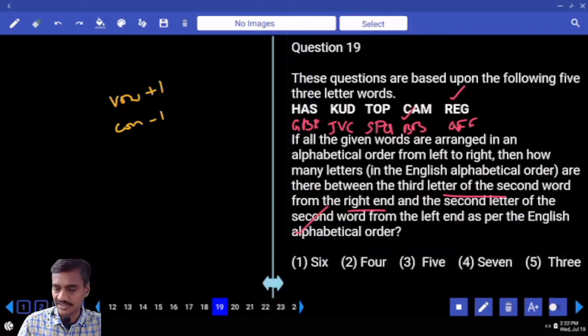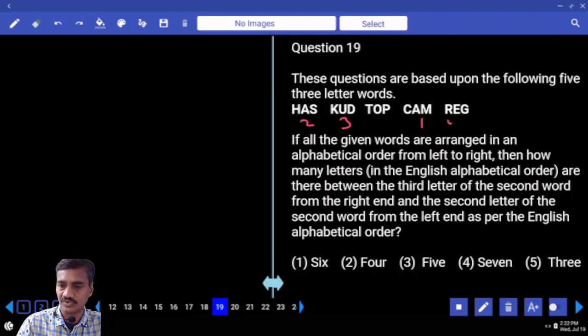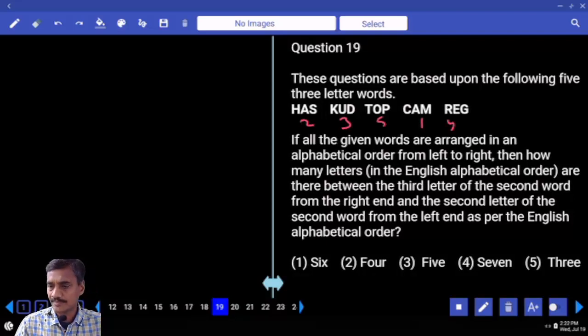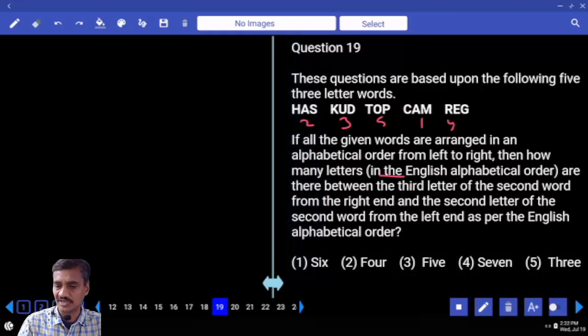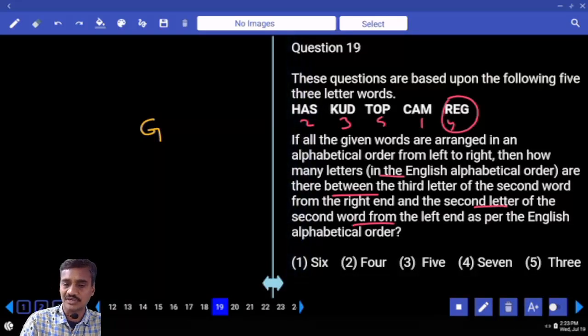Then the 19th one. If all the given words are arranged in alphabetical order from left to right, 1, 2, 3, 4, 5, then how many letters in English alphabetical order are there between the third letter of the second word from the right and the second letter of the second word from the left? Now the second word from the right, what is it here? REG. Now what is the third letter? G.